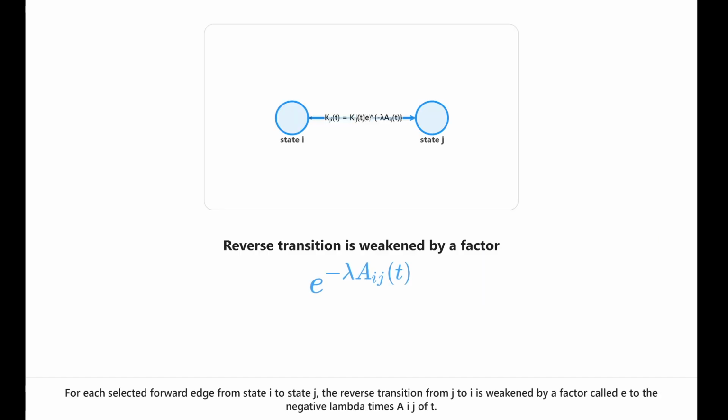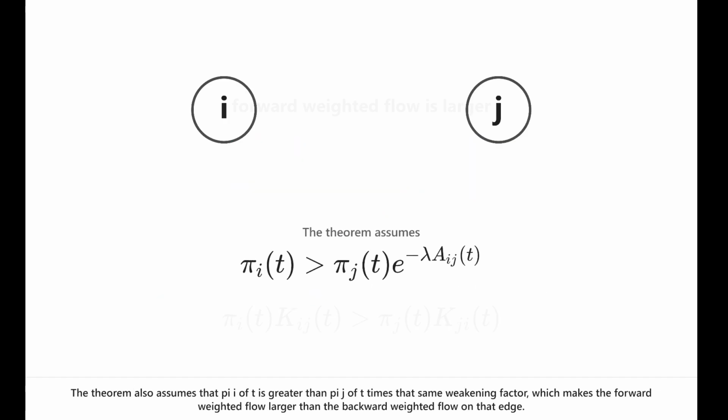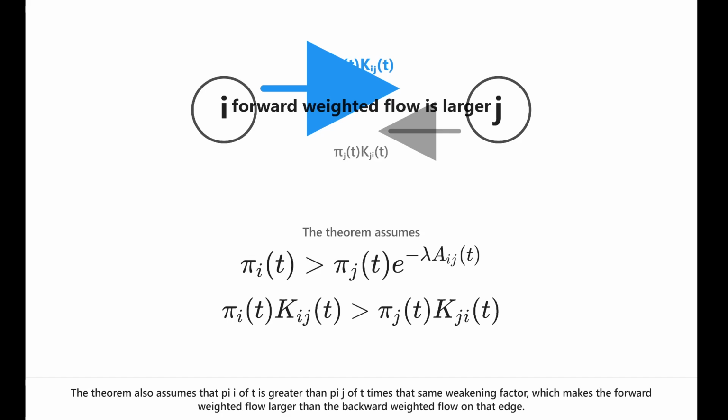For each selected forward edge from state i to state j, the reverse transition from j to i is weakened by a factor called e to the negative lambda times a_ij of t. Because lambda and a_ij of t are positive, this weakening factor is between 0 and 1, so the reverse jump is smaller than the matching forward jump before the state probabilities are compared. The theorem also assumes that pi i of t is greater than pi j of t times that same weakening factor, which makes the forward-weighted flow larger than the backward-weighted flow on that edge.